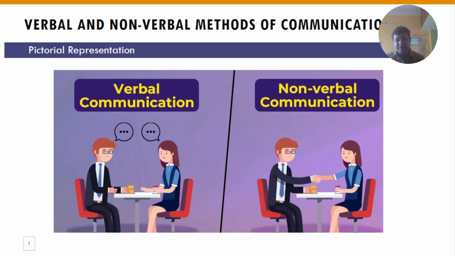In verbal communication, two persons are speaking to each other, but in non-verbal communication, on the right side, two persons express themselves with body language to say something. That is called non-verbal communication.